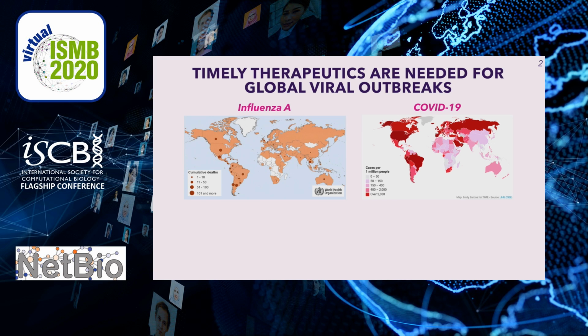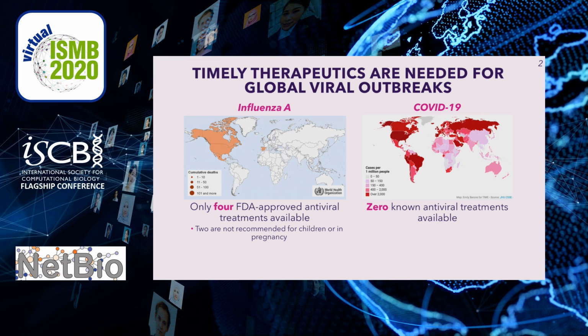Every year, there are seasonal outbreaks of virus infection. Here I'm showing you the 2009 swine flu, as well as the current COVID-19 pandemic. And when we have these outbreaks, we need therapeutic treatments quickly. But the problem is, that's a difficult thing to do. For example, for the flu, there are only 4 FDA-approved treatments, 2 of which are not suitable for people who need them the most. And for COVID-19, as we all know, there are no antiviral treatments available.